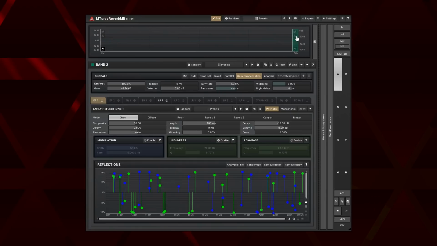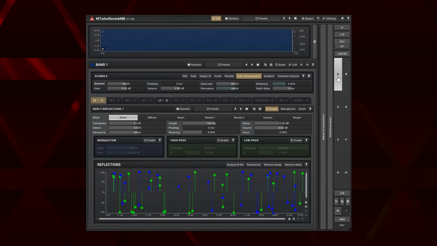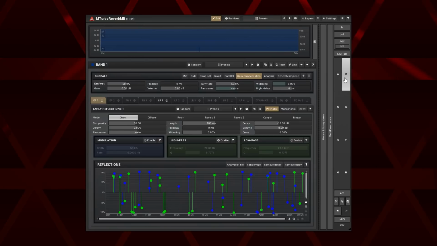For comparison, this is how it would sound if I applied the reverb to the whole loop. Big difference, isn't it?